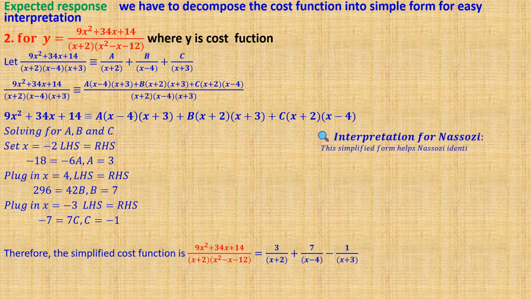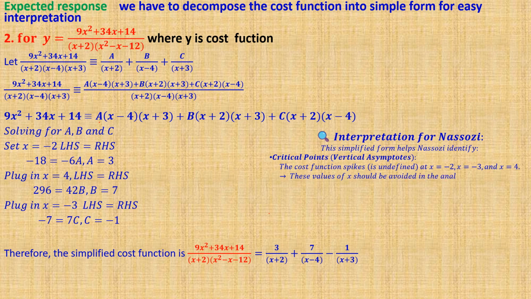So this simplified form helps us identify critical points, what we call the vertical asymptotes. Now, if you try to sketch this function, those who are familiar with curve sketching know there are vertical asymptotes. Ideally, these are values of x that determine the range within which we expect the function to lie, and also the x-intercepts. But the region where we don't expect the function to lie is very important, because that's where we don't expect the cost to exist.